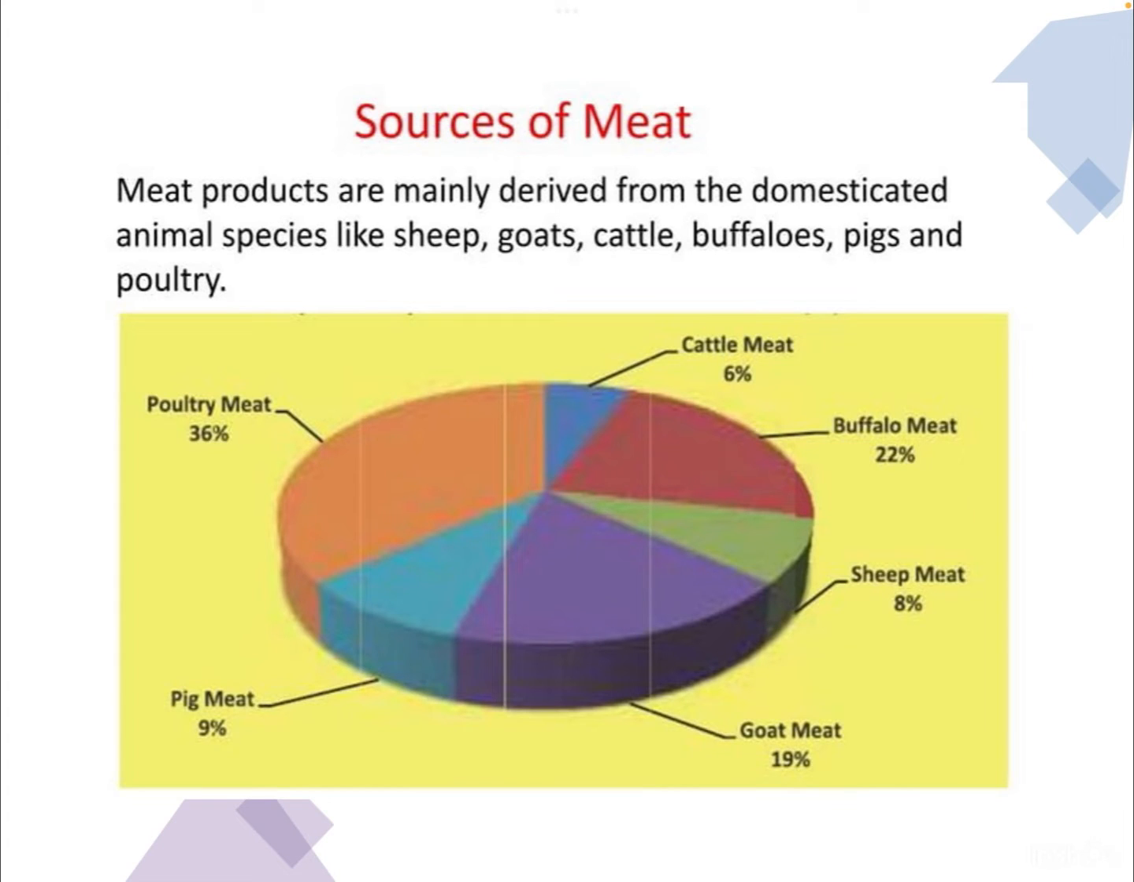If we talk about the sources of meat globally, then meat products are mainly derived from domesticated animal species like sheep, goats, cattle, buffaloes, pigs, and poultry. If we talk about the statistics, poultry meat, which is generally obtained from chicken, turkey, duck, etc., constitutes around 36% of overall meat supplied or produced. It is followed by buffalo meat that has around 22% share in the overall meat production. Then we have goat meat, which is around 19%. This is followed by pig meat or pork that has 9% global production. Then we have sheep meat, which stands at 8% production. And last we have cattle meat, which stands at 6%.